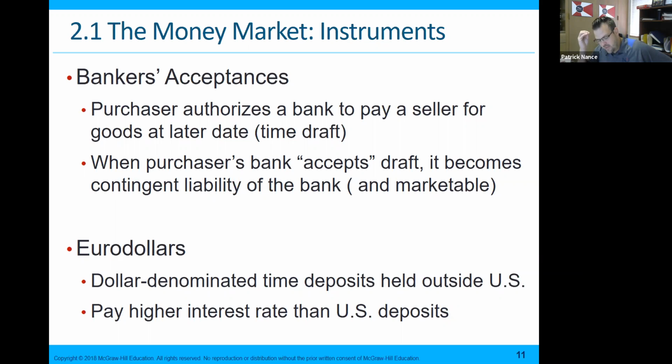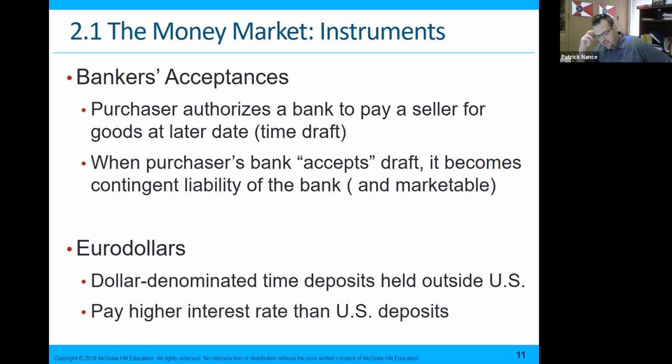At this point, the acceptance may be traded in secondary markets like any other claim on a bank. Bankers' acceptances are considered very safe, and they allow traders to substitute the bank's credit standing for their own. So it's really similar to a cashier's check in a lot of ways, because the person who's responsible for that is the bank at that point. When the purchaser accepts the draft, it becomes a contingent liability of the bank, not the individual.